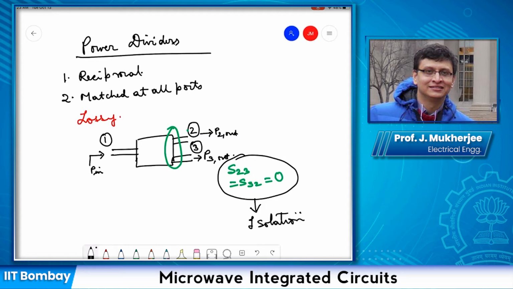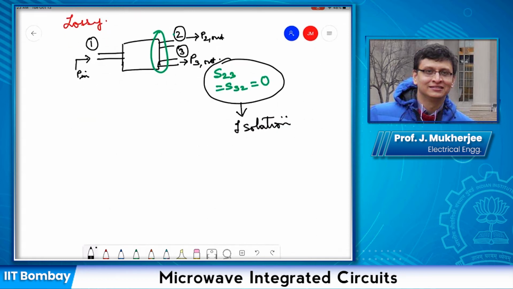Okay, so let us start with a basic resistive power divider. So resistive power divider is like this.